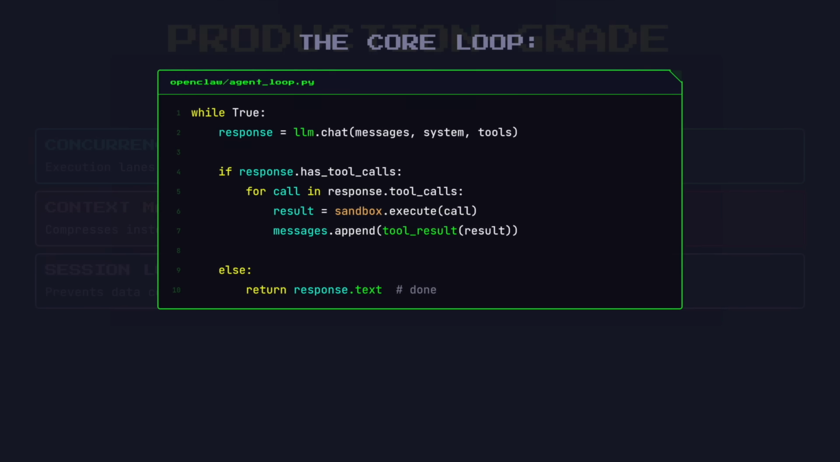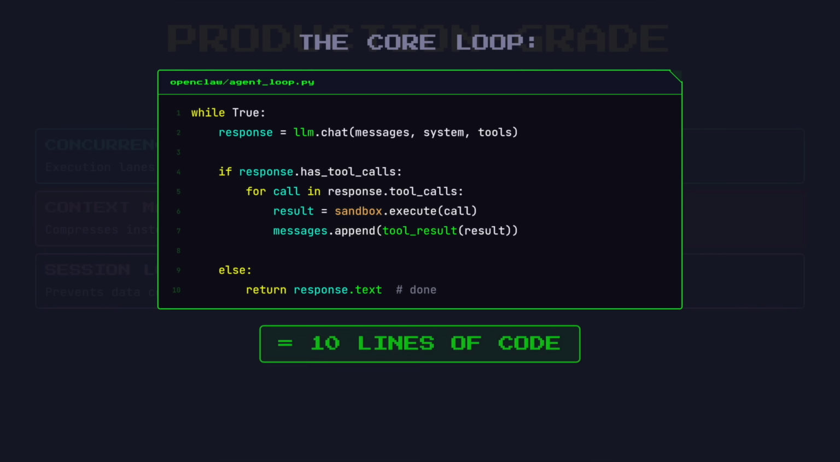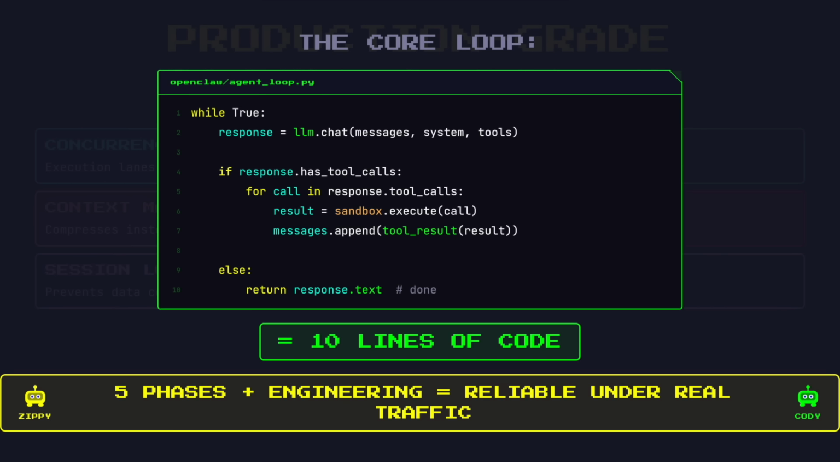The core loop, send to model, check for tool calls, execute tools, repeat, that's 10 lines of code. The 5 phases, the error handling, the compaction, the locking, that's the engineering that makes it reliable under real traffic.